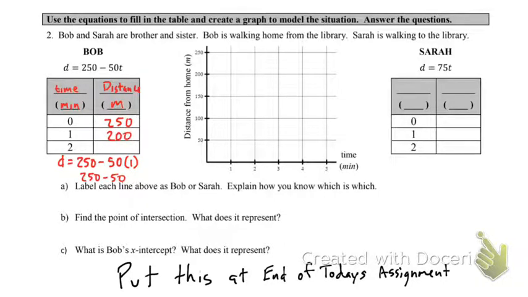Okay, and then we got one more. We want to plug in 2 for t. So 250 and 50 times 2 is 100. 250 minus 100 is 150. Okay, I'm now going to transfer this information onto my graph. So at 0 for Bob, I'm at 250. So 0, 250.